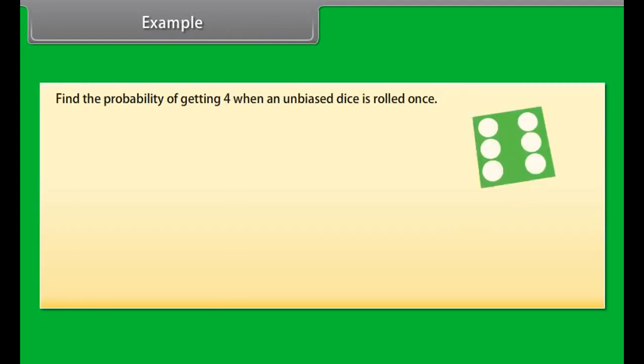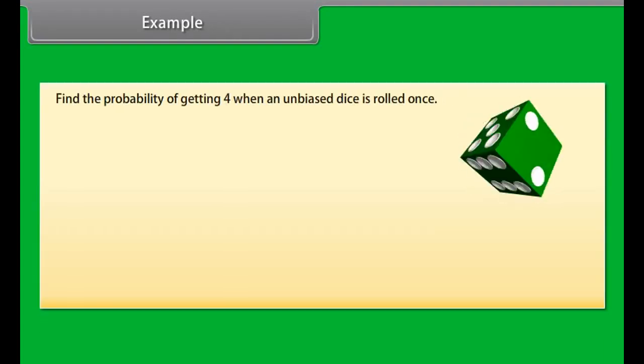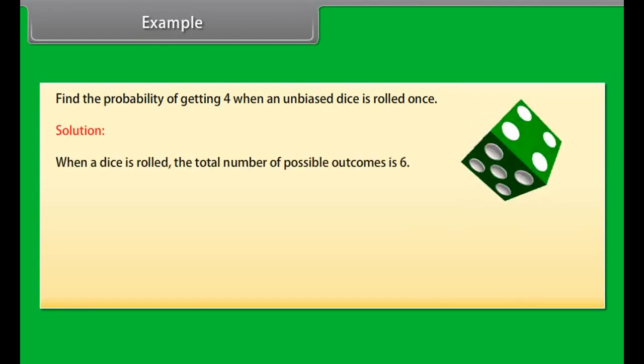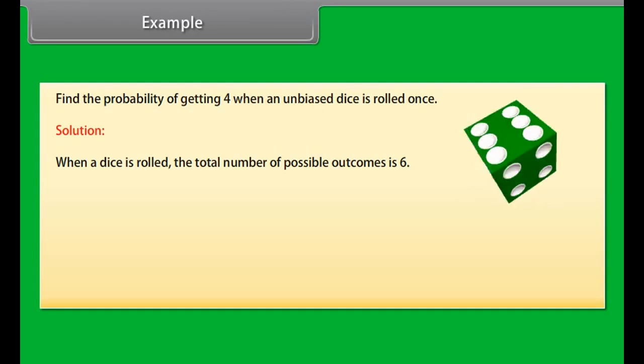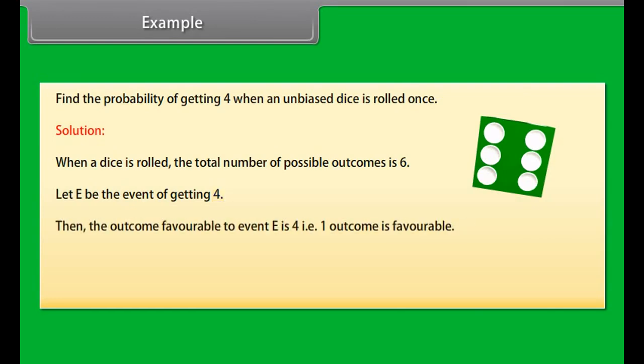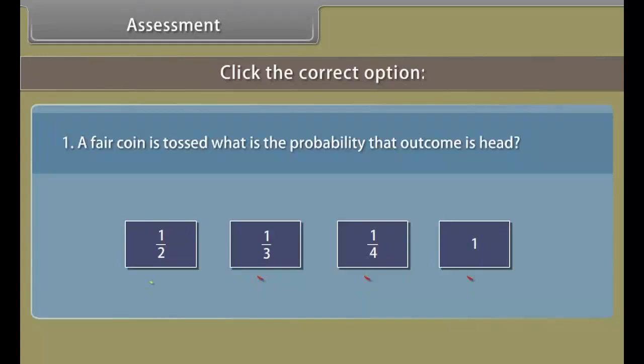Example. Find the probability of getting 4 when an unbiased dice is rolled once. Solution. When a dice is rolled, the total number of possible outcomes is 6. Let E be the event of getting 4. Then, outcome favorable to event E is 4, that is, one outcome is favorable. Hence, probability of event E is equal to 1 upon 6.